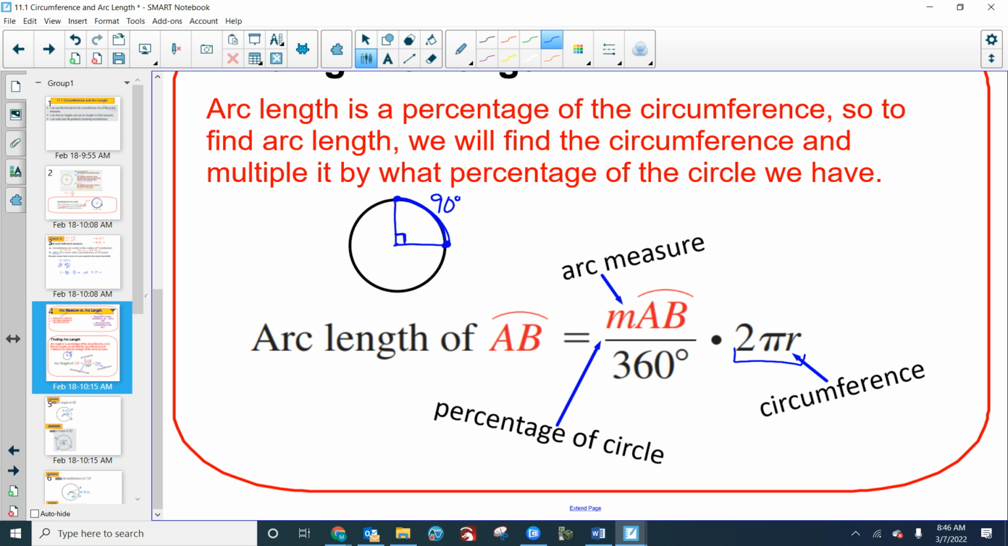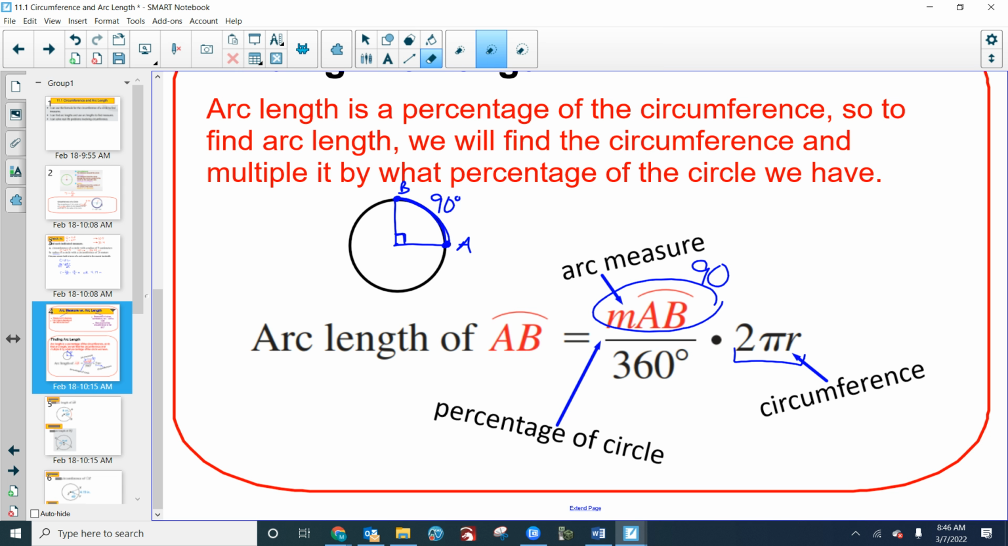Is it 90 over 360, a fourth? Okay, so that's where if you plug in 90 for arc AB, isn't it 90 over 360? Look up here. Isn't 90 over 360 going to give you a fourth of the circumference? A fourth times the circumference? See, it's kind of baked into the formula, okay?